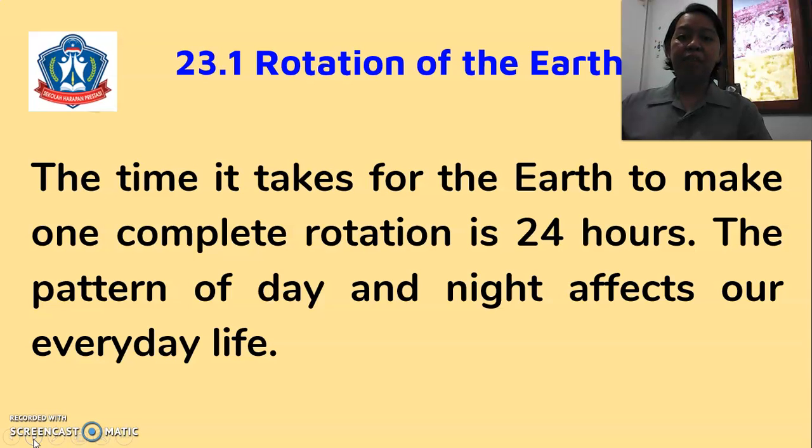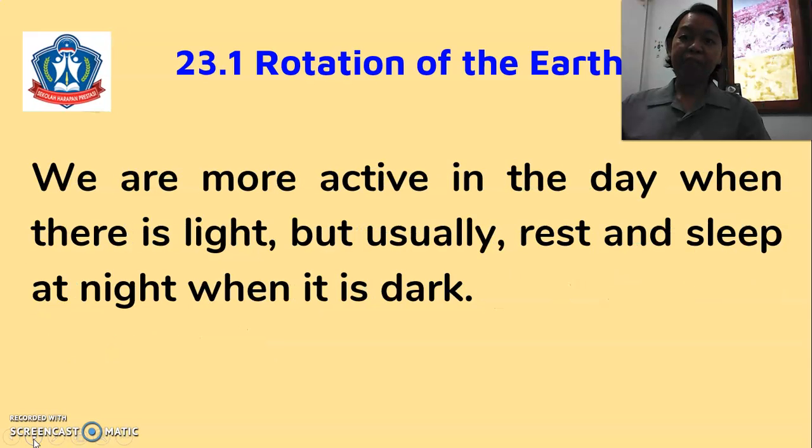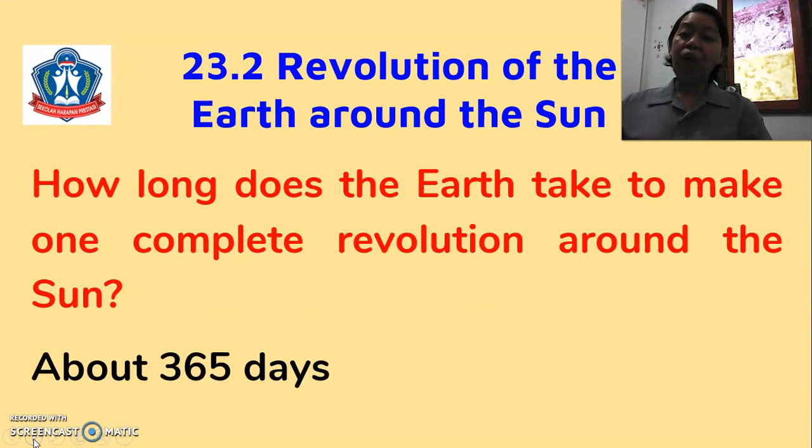The pattern of day and night affects our everyday life. We are more active in the day when there is light, but usually rest and sleep at night when it is dark. How long does the Earth take to make one complete revolution around the Sun? It's about 365 days.